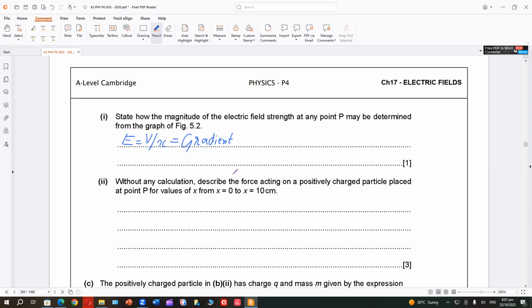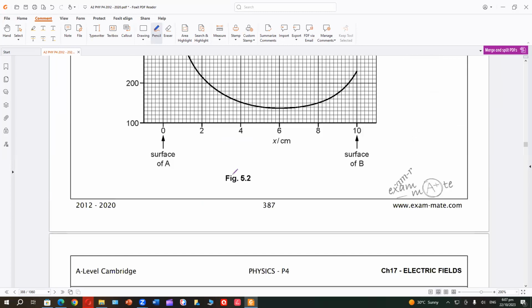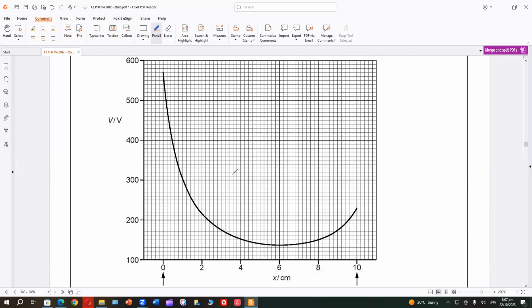Without any calculation, describe the force acting on a positively charged particle placed at point P for values of x equal to 0 till 10. Look at this graph, 0 till 10. If I move from 0 till 10, I will see that voltage is decreasing and it reaches a minimum value, but then the voltage begins to increase.